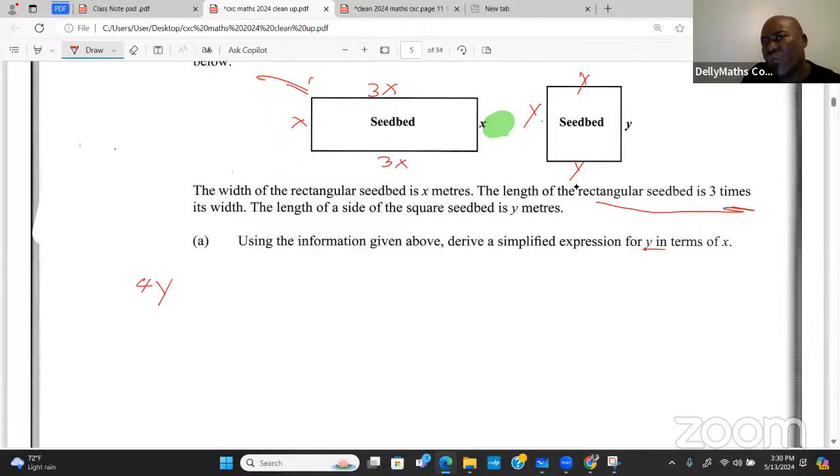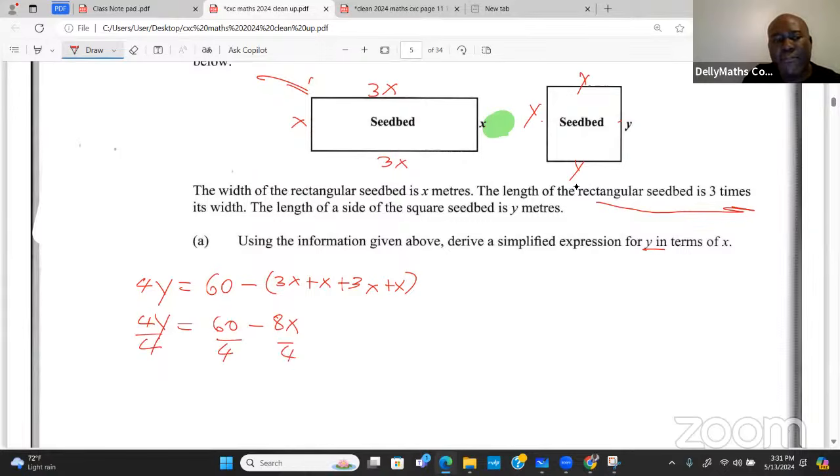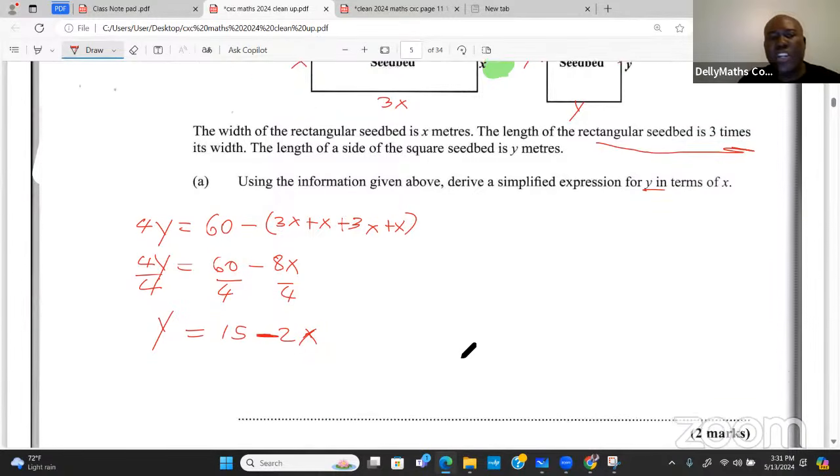4y, because if I add y plus y plus y plus y, 4y is equal to 60 minus whatever we have for the perimeter of the rectangle, which is 3x plus x plus 3x plus x. So basically, 4y is equal to 60 minus 8x. And then to get y alone, because we were told to find y, I'm dividing by 4. y is going to equal 15 minus 2x. So that is the value of y in terms of x.